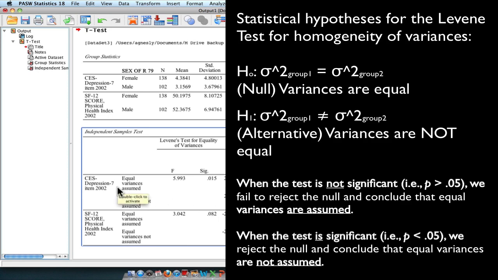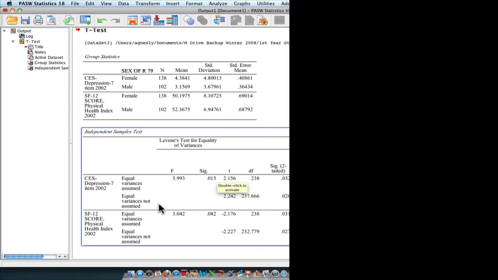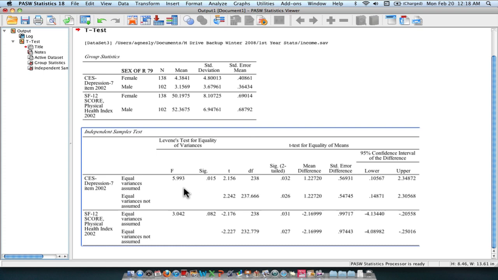For depression as measured in 2002, we can see that this test is significant, which means that the variances of females and the variances of males on depression are significantly different from one another. Therefore, our equality of variances assumption is not met. Because it is not met, we're going to read this bottom line here. You see it says equal variance is not assumed. We're going to read off this line, and that is the line from which we're going to make any conclusions.